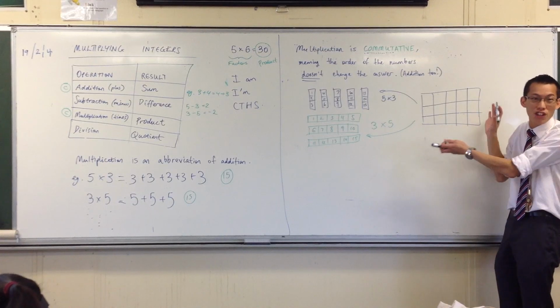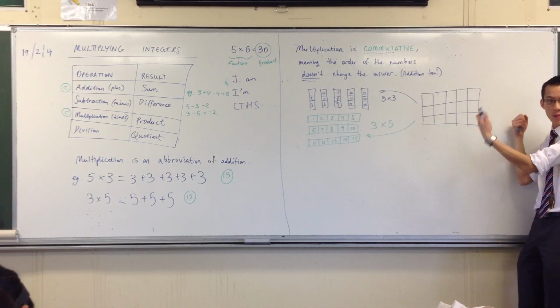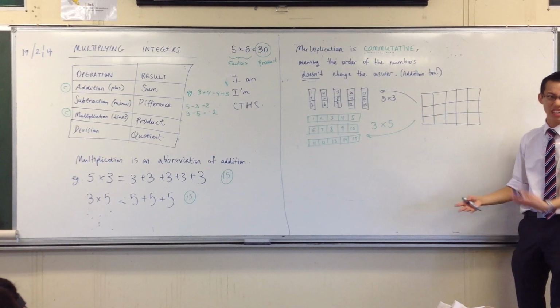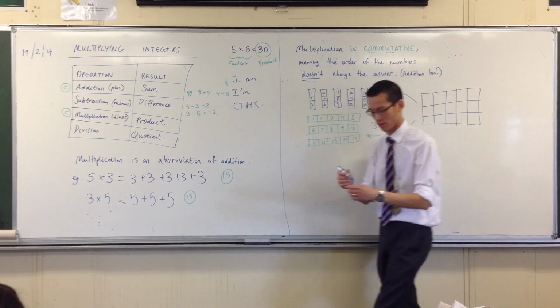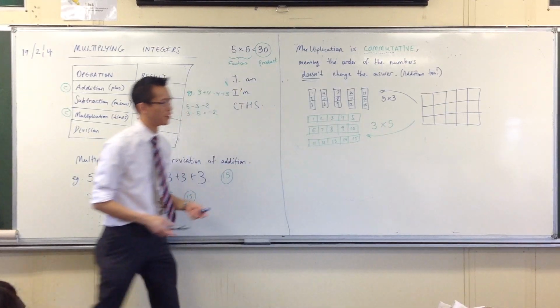It's just like if you had a block of chocolate and you divide it up into rows or you divide it up into columns, you're still going to have the same block. Breaking it up in a different way doesn't magically give you more chocolate, which is unfortunate, but you know, that's reality.